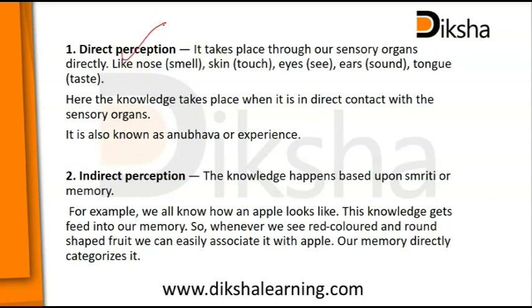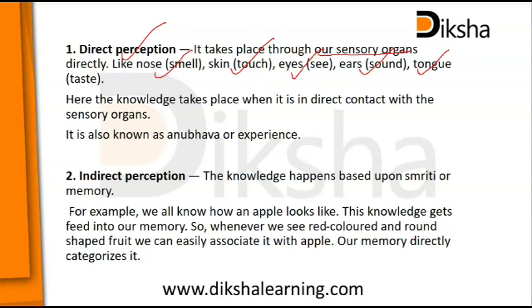Direct perception is that way of acquiring knowledge or that perception which occurs directly through our sense organs. That means it may occur through our nose in the form of smell, through our skin in the form of touch, through eyes in the form of seeing or visual sensation, through ears in the form of sound, and through tongue in the form of taste. So these all are different ways of acquiring information or knowledge by direct sensory organs. So this is known as direct perception.